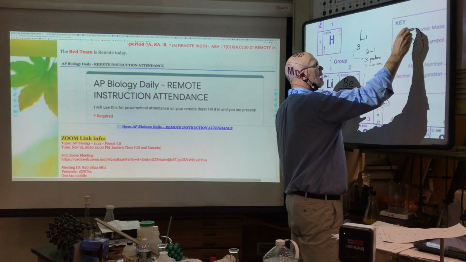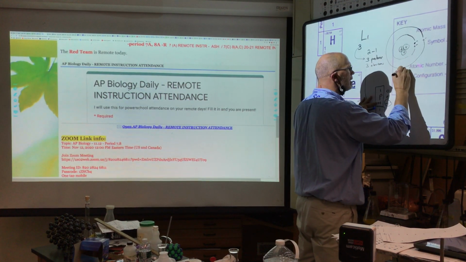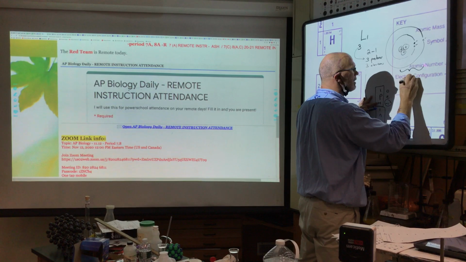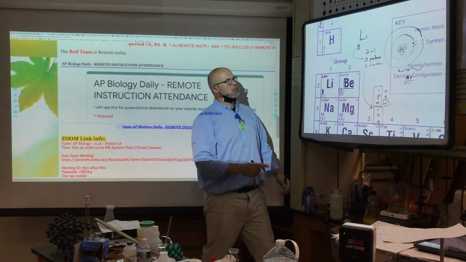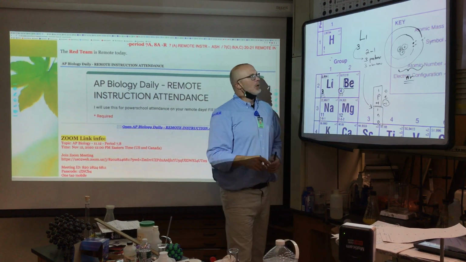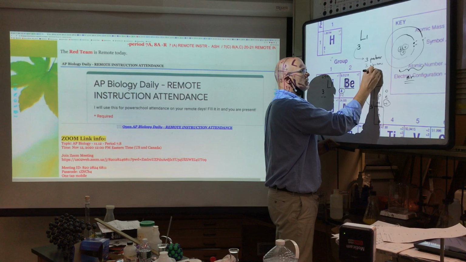The distance between the nucleus and the outermost electron is where we get the atomic radius. Now, we're not done. We have the arrangement of electrons, in this case, it's 2-1.